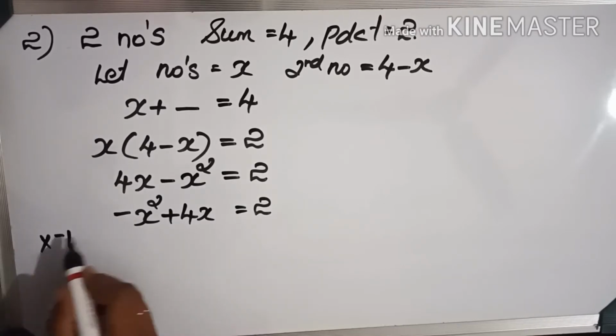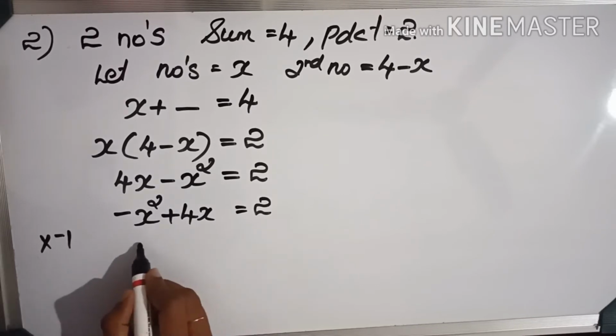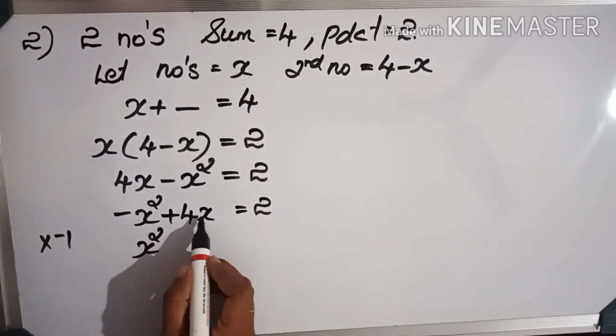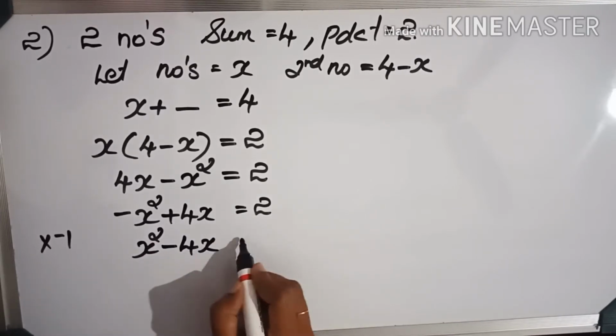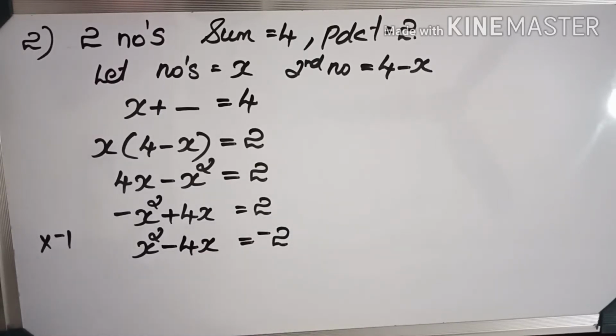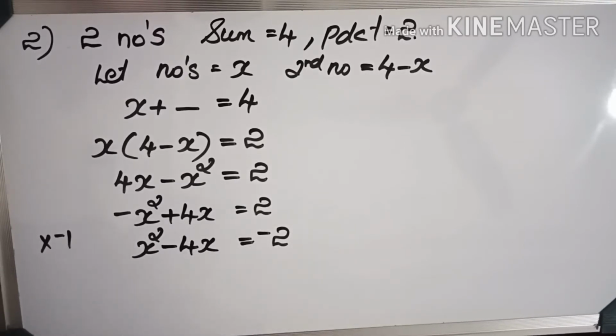If we multiply by minus 1, negative 1 into negative x square, the answer will be x square. Just reversing the sign is enough. So plus 4x becomes minus 4x, and plus 2 on the right becomes minus 2. So we got x square minus 4x equal to minus 2.